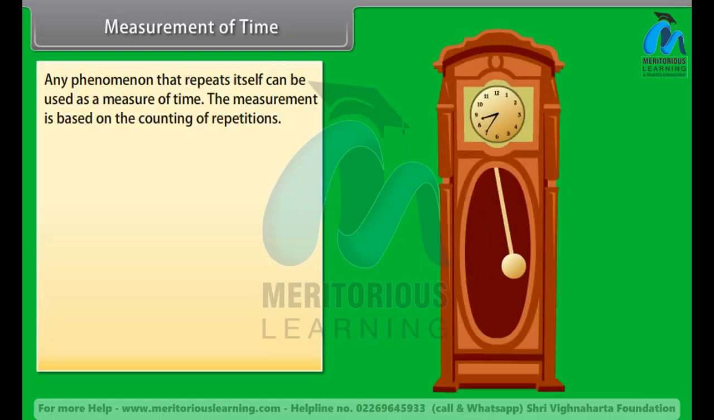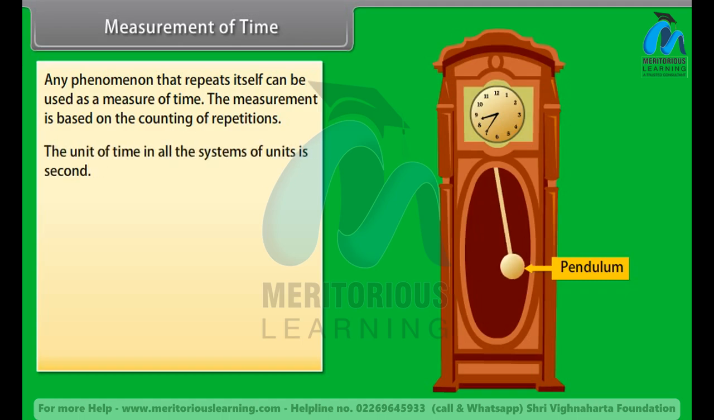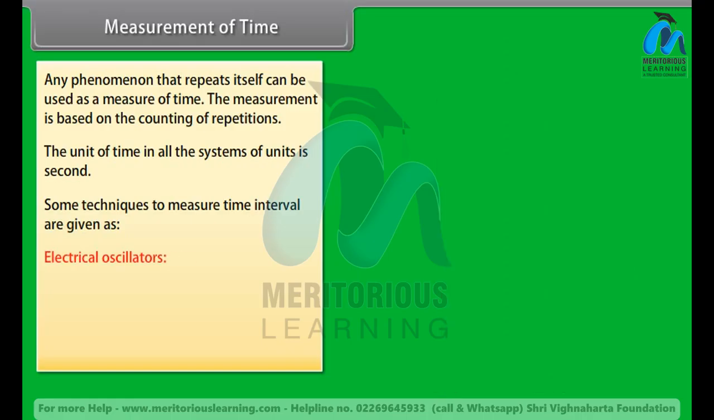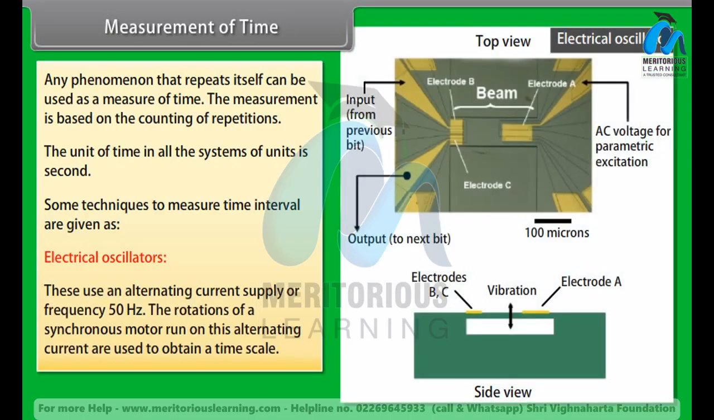Measurement of time. Any phenomenon that repeats itself can be used as a measure of time. The measurement is based on the counting of repetitions. The unit of time in all the systems of units is second. Some techniques to measure time interval are: electrical oscillators. These use an alternating current supply of frequency 50 Hz. The rotations of a synchronous motor run on this alternating current are used to obtain a time scale.